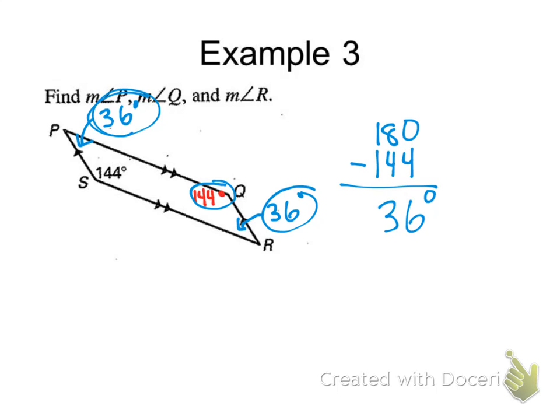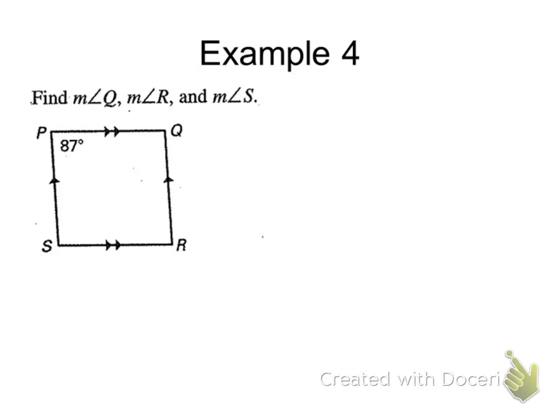All right, here's another one just for a little extra practice. You don't need to spend a bunch of time writing it down. You can just watch and listen. Follow along. Which one do you know right away? R. What is R? 87. Good. That one's like a no-brainer. Done. But I still need Q and S. How am I going to find Q and S?